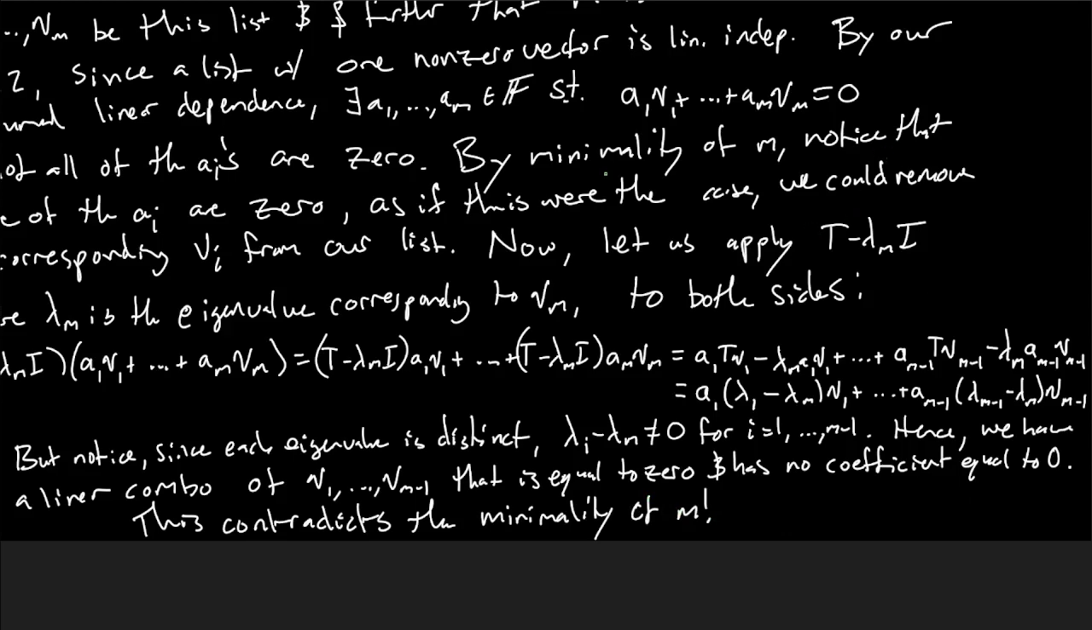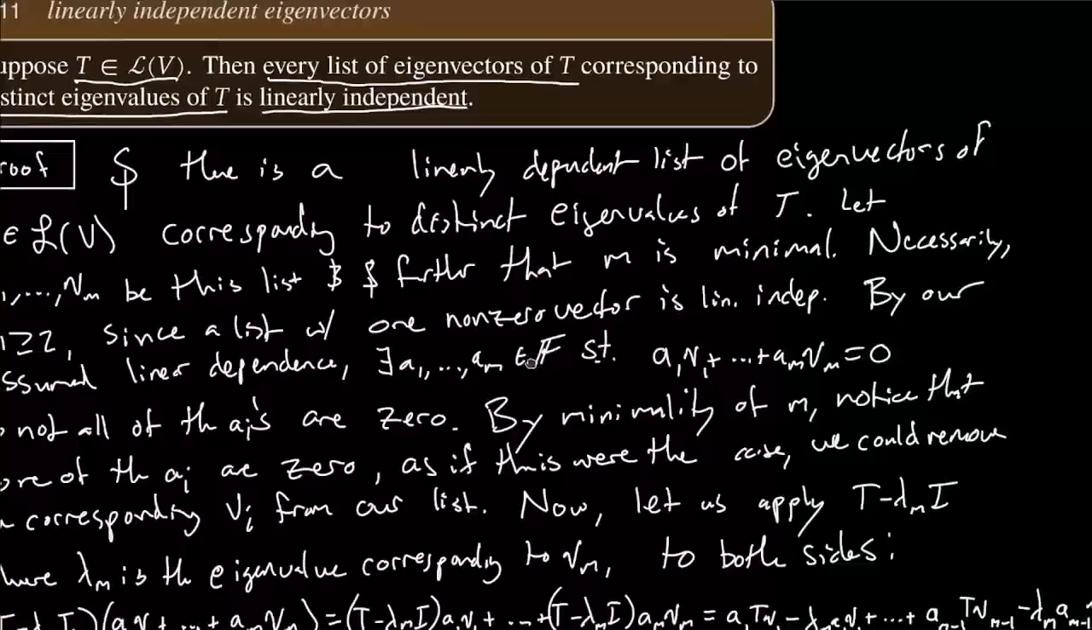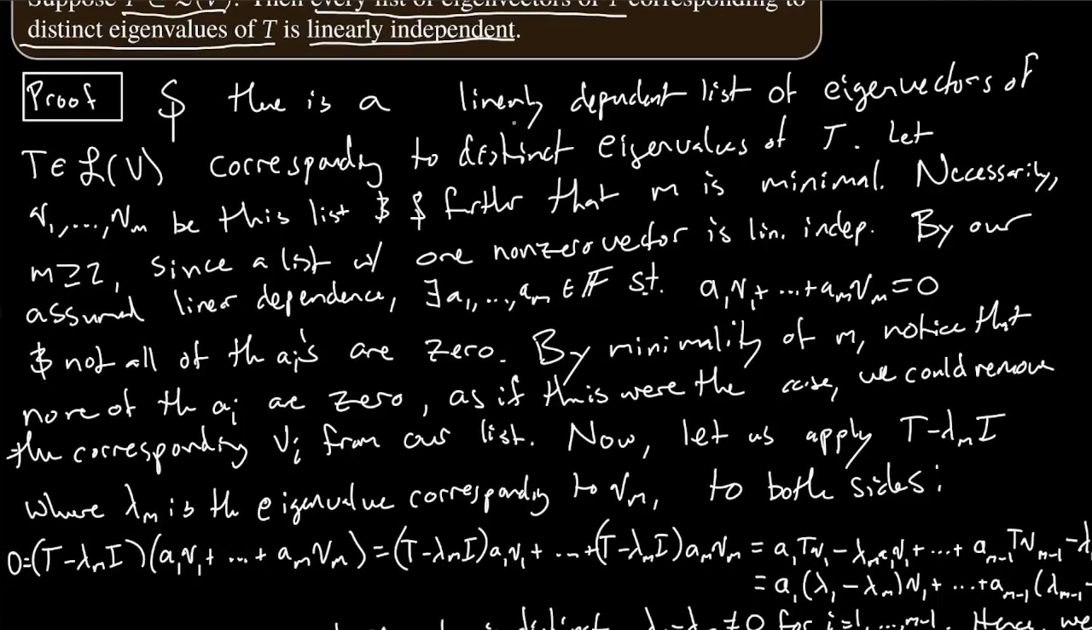That is, we said, hey, let's suppose we have the shortest such list, right? We said we'll take a linearly dependent list of eigenvectors of T corresponding to distinct eigenvalues. We'll take v1 through vm to be this list, and we'll suppose that m is minimal. That is, we'll suppose this is the shortest list. If you can do it at all, then you could do it with the shortest list possible, right? Now, since there's at least two things in the list, we can show that we can get rid of one of them.